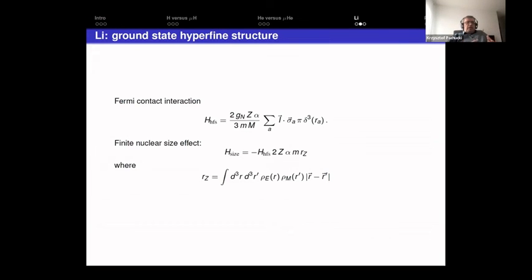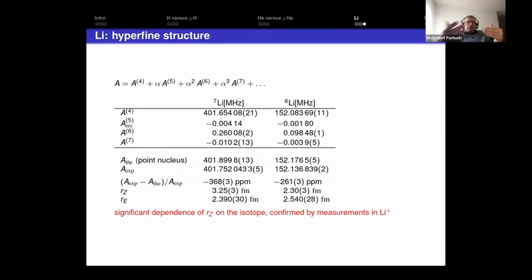If you assume this very naive picture that the nuclear structure only enters through the so-called Zemach radius, then we interpret the difference between the theory and experiment, this is the theory, below is the experiment. If we interpret the difference as coming from the Zemach radius, then the Zemach radius for lithium-6 is 3.25, for lithium-7 2.30. But if we compare with the charge radius, the situation is opposite. The charge radius for lithium-6 is much larger than for lithium-7.